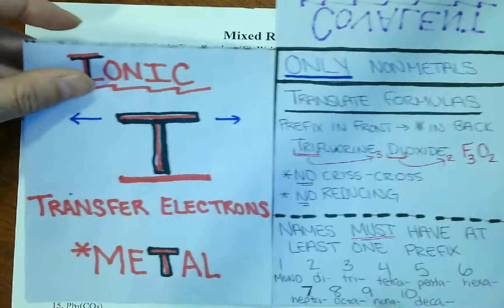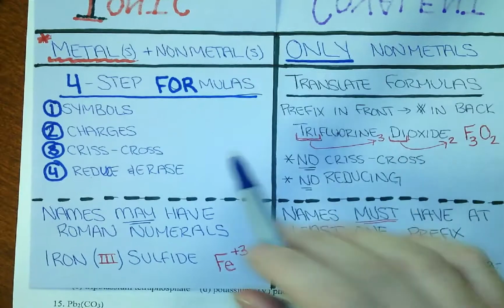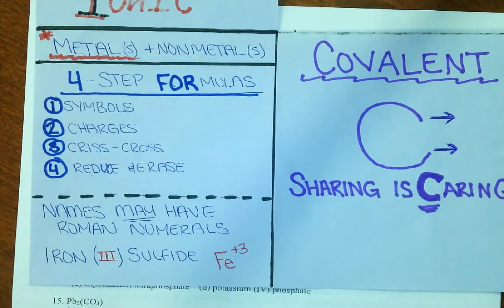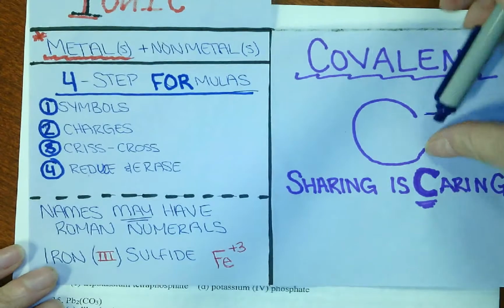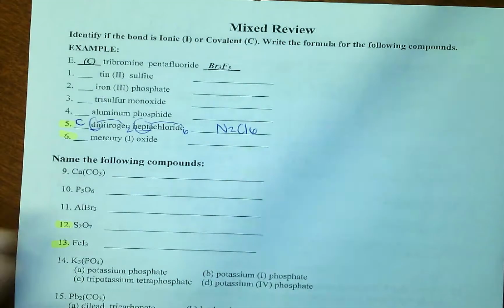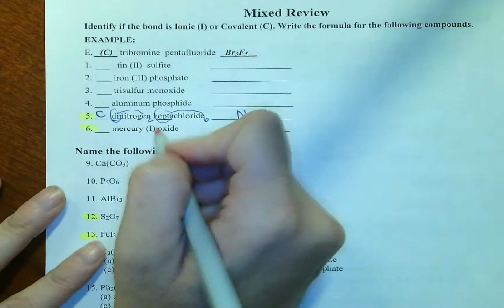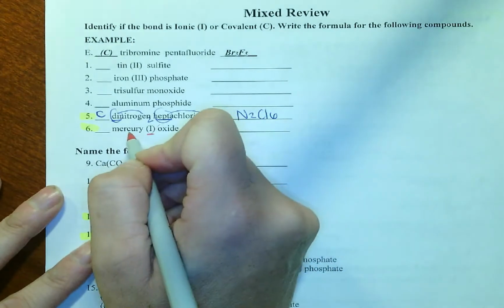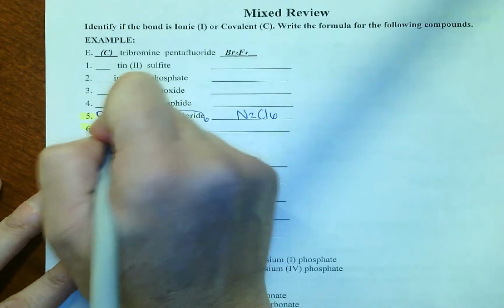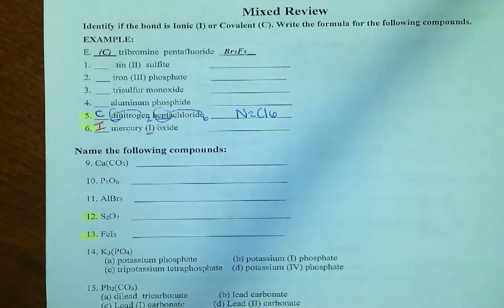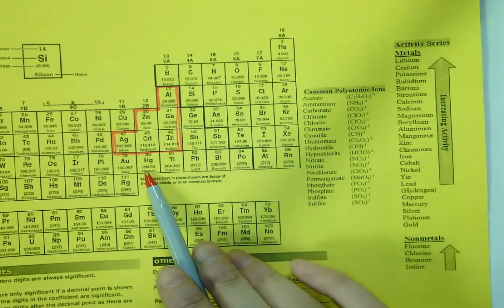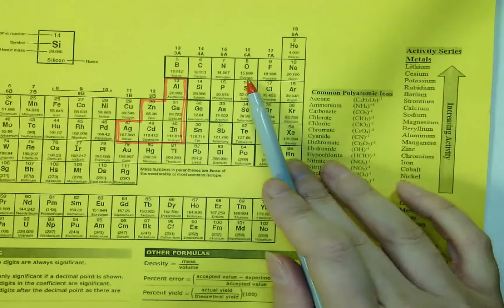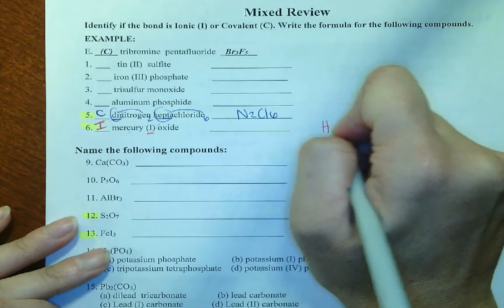Number 6 is ionic. So we're using the 4-step formulas. We use our 4-step formula for number 6. Symbols, charges, crisscross, reduce, and erase. I know that number 6 is ionic because there's a Roman numeral, because there are no prefixes, and because mercury is a metal. So this must be an ionic formula. Okay. Symbols. Mercury is the annoying one that's way down here, Hg, and oxide is O. So there's my symbols, HgO.